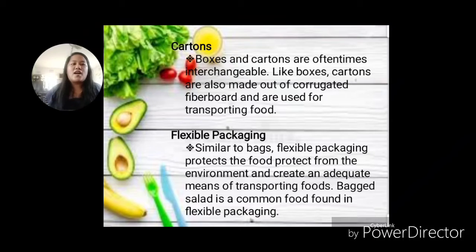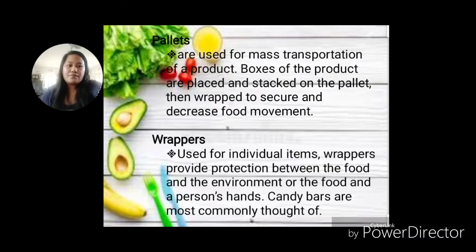The next one is cartons. Boxes and cartons are oftentimes interchangeable. Like boxes, cartons are also made out of corrugated fiberboard and are used for transporting food. The next is flexible packaging. Similar to bags, flexible packaging protects the food from the environment and creates an adequate means of transporting foods. Bag salad is a common food found in flexible packaging.